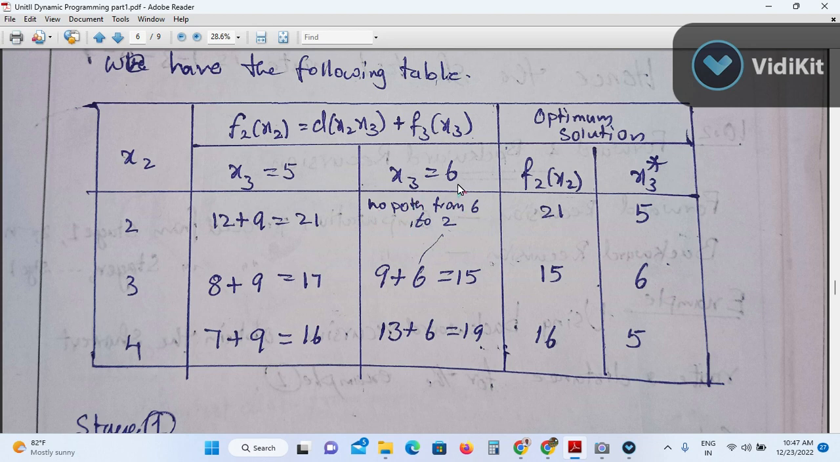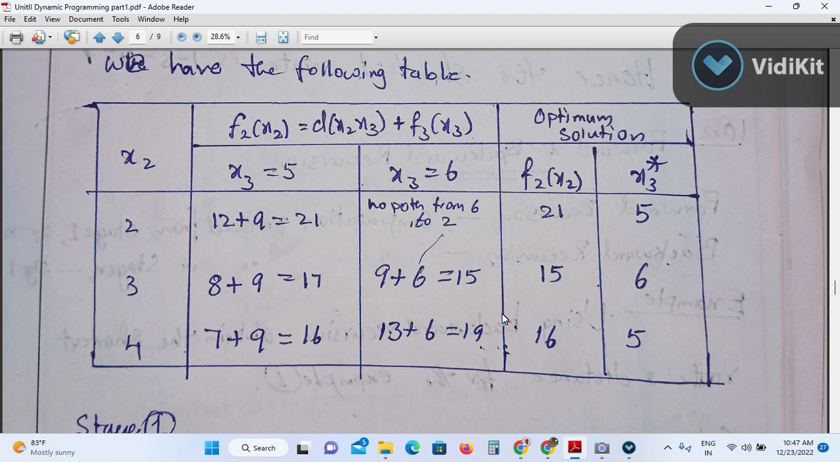Now think about the next one. If I consider x2 equal to 3 and x3 equal to 6, then from 3 to node 6 there is a path. Their distance is 9, and the corresponding f3 of x3, that is f3 of 6, from the previous table is 6. Adding this, 15. Similarly, from 4 to node 6 the distance is 13, and f3 of 6 is nothing but 6, so you put it here.